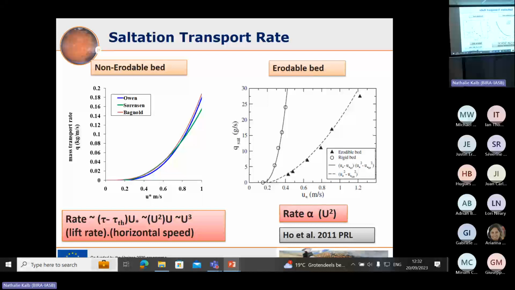Anyway, the point is that this is shown in this non-erodible bed, a hard bed, and this is the erodible one. So they have a very different function as you increase U star or shear stress.